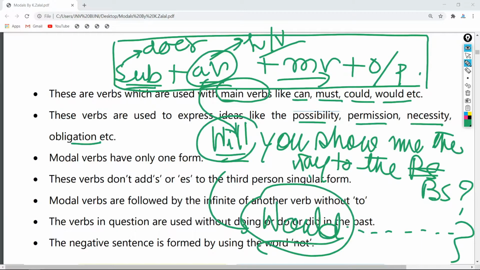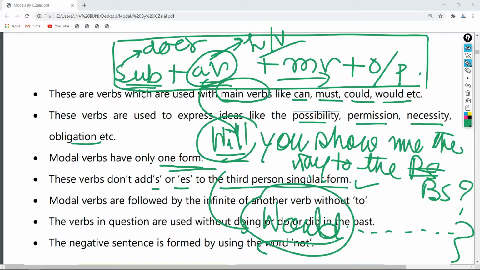Let us continue. Modal verbs have only one form. In the case of the regular verb, how many forms are there? 3 forms, as you have discussed: the present form, the past form, the past participle form. But modals have only one form. These verbs do not add s or es to the third person singular form.